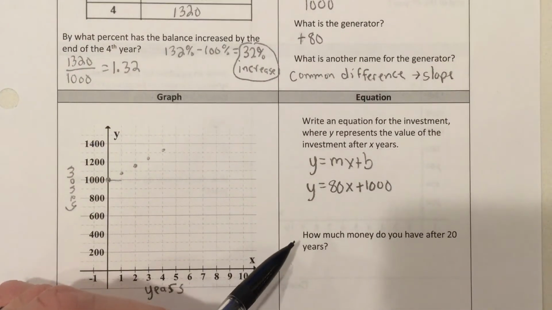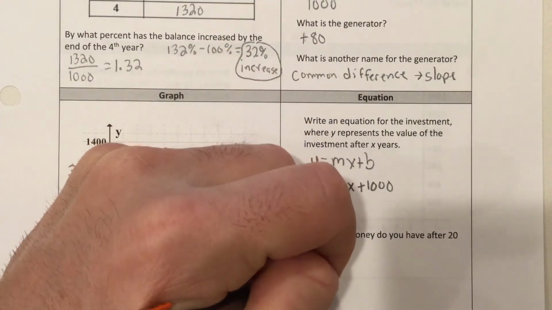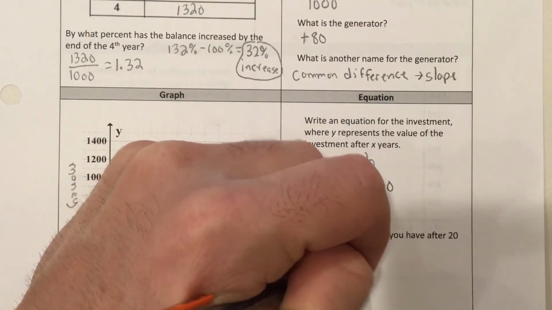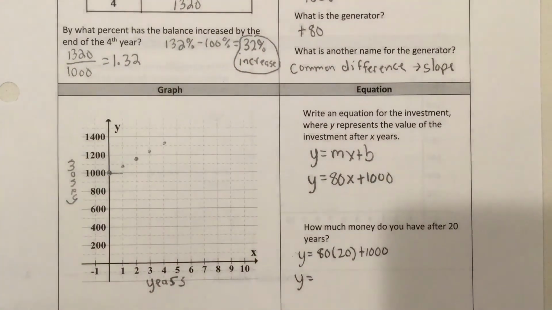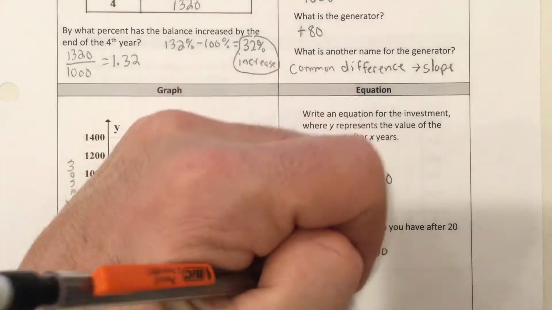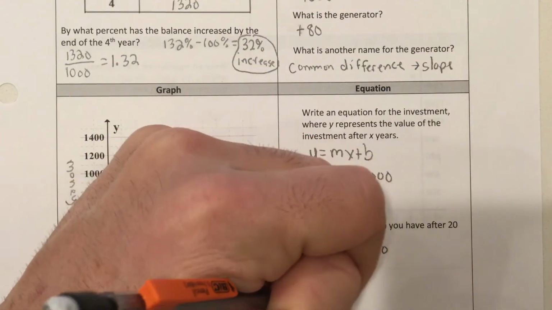So the last question is, how much money will we have after 20 years? Well, again, x is number of years. So we'll just plug 20 in. So that would be 1,600 plus 1,000, 2,600. $2,600 after 20 years.